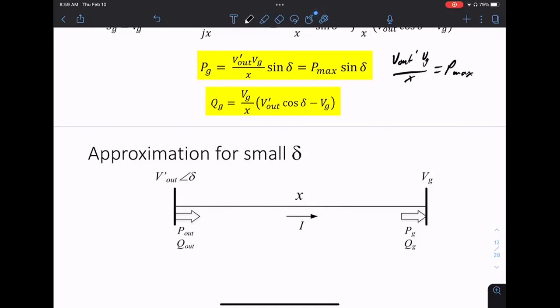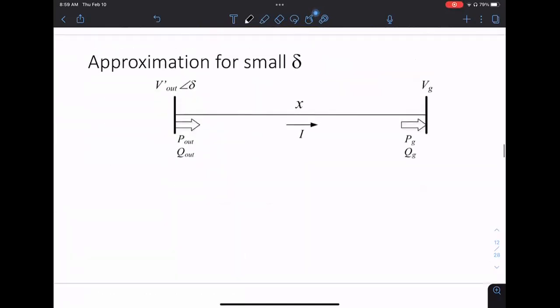Okay, so small angle approximation means close to 0. You can think of less than 5 degrees, something like that. This is a rough number you'll see. 5 is a little bit small, I guess less than 10 degrees.